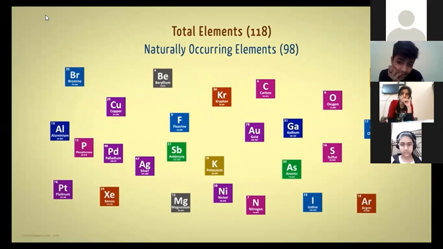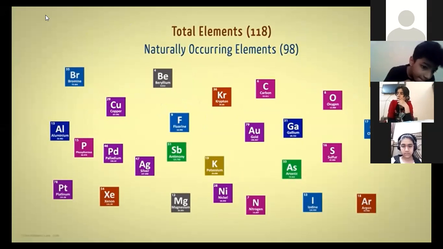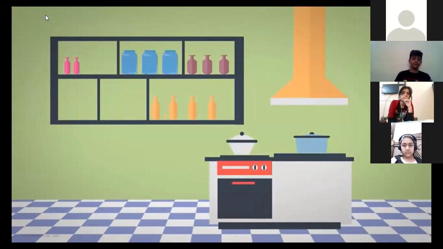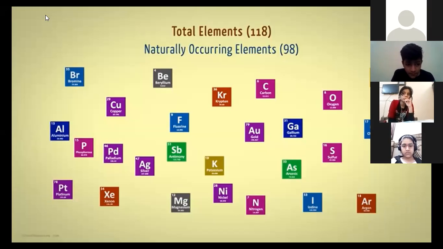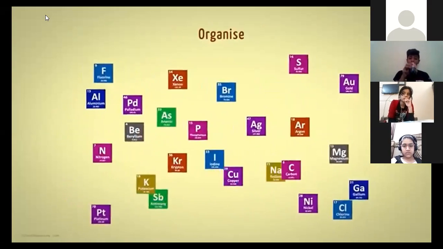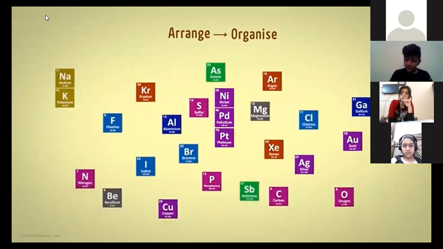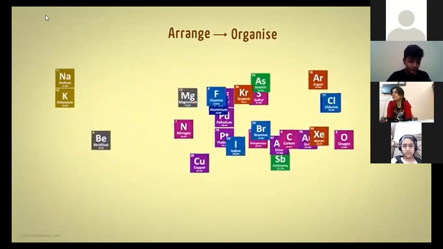Looking at the number of elements that exist, I don't think it would be convenient to pick every element individually and study all the properties, right? Imagine you have to organize the kitchen. You will not place any vessel or eatable randomly anywhere. You will organize the shelves and refrigerator in the most convenient way which is suitable for your needs. Similarly, for studying so many elements, we need to organize them appropriately. And organization begins with arrangement. Yes, arranging the various elements is the first step towards understanding their properties.